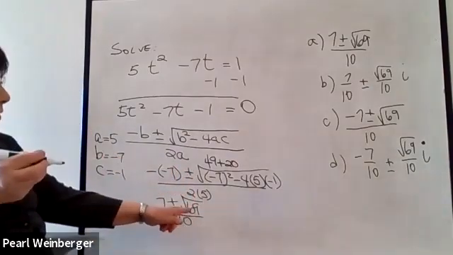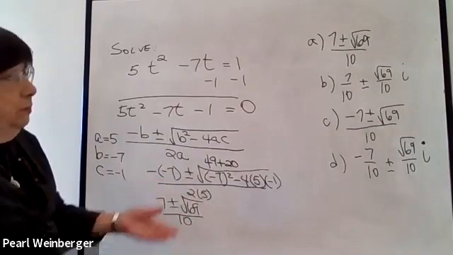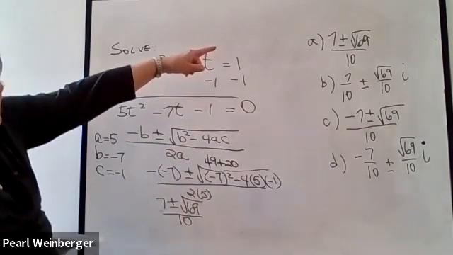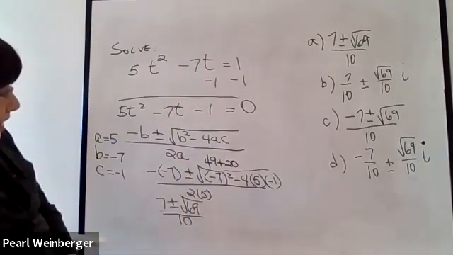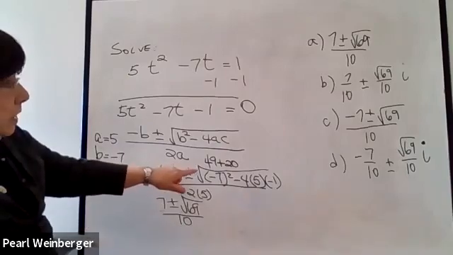There's nothing to do with the 69. It can't even be simplified. And if you realize, yes, people did get choice A. Choice A is the correct one.